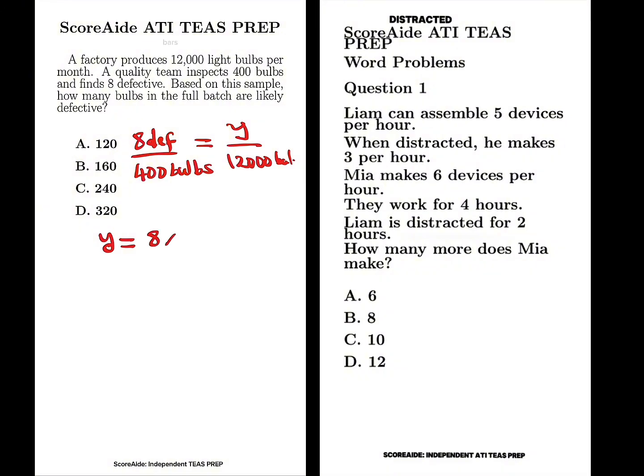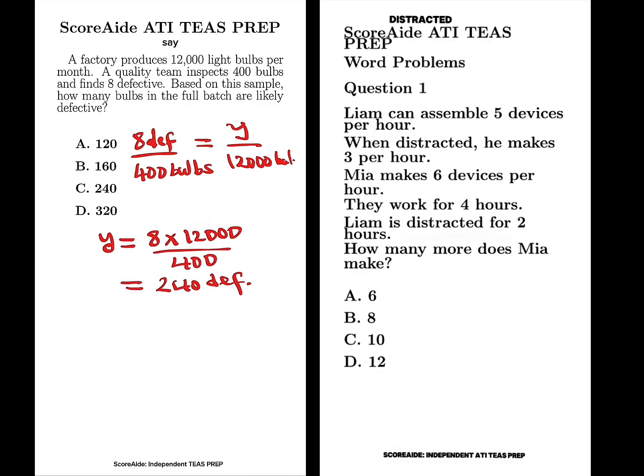8 defective bulbs times 12,000, all this divided by 400 bulbs. So this is going to be equal to, if you cancel that out, 240 defective bulbs out of 12,000 bulbs, right?